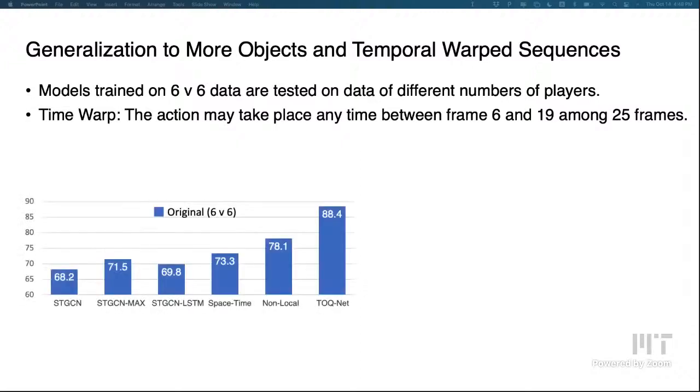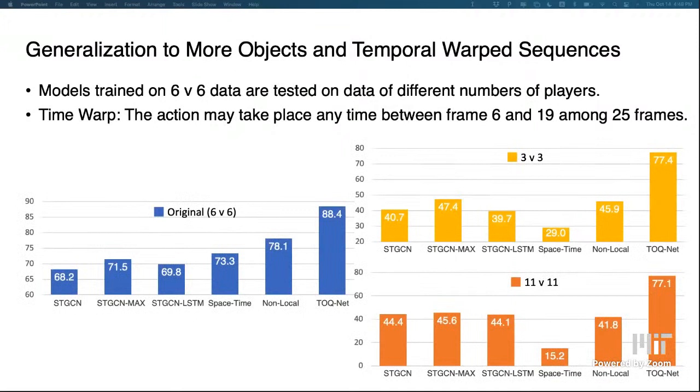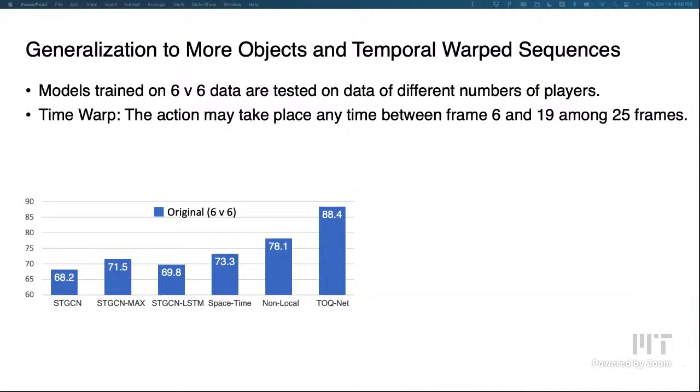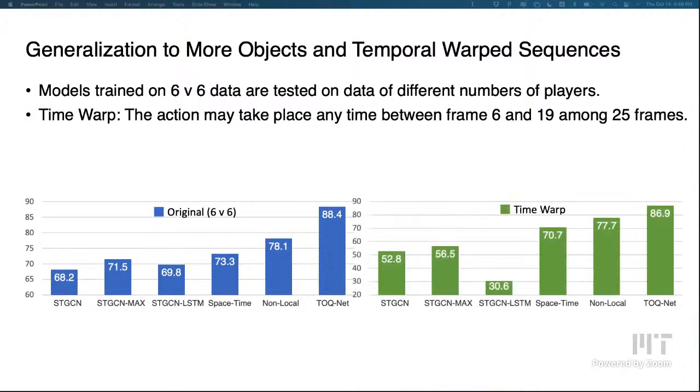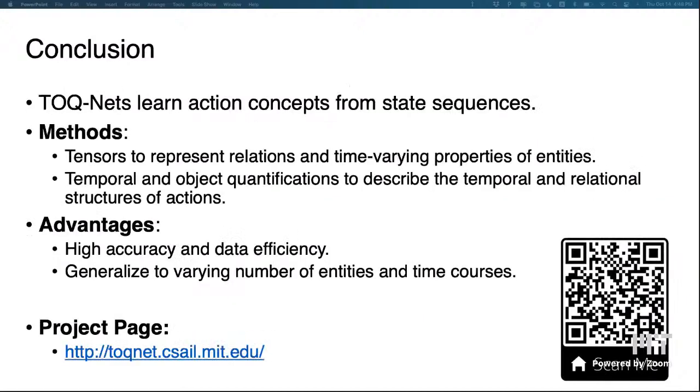When generalizing to more or fewer players, TOQNS experienced only around 10% performance drop, which is significantly less than all other models. And when generalizing to temporal warped sequences, TOQNS experienced almost no performance drop, compared with baselines with temporal convolution who have up to 60% performance drop. Note that space-time and non-local baselines also have no performance drop on time warping sequences because they are completely agnostic to temporal ordering. For more details, please refer to our project page and paper.